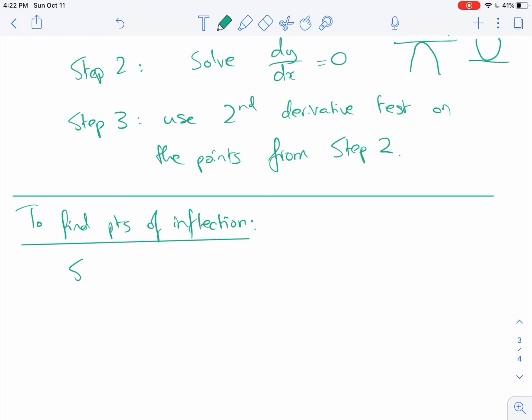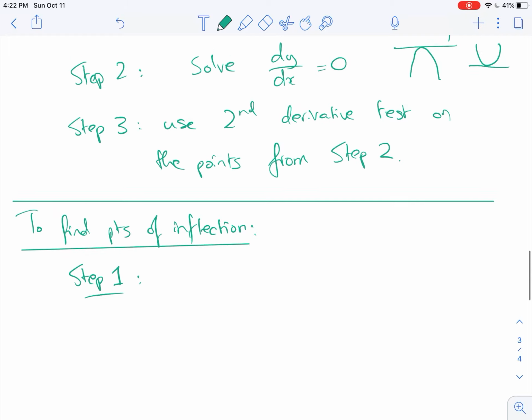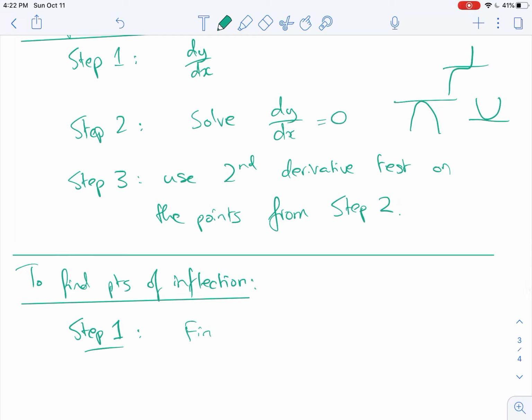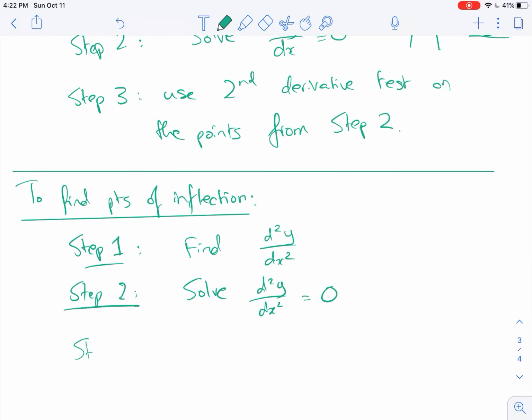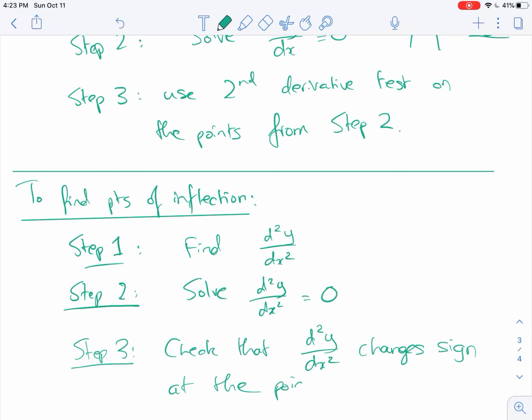And we'll just keep an eye on the steps above as we do this. So step 1, for points of inflection, we want to find the second derivative, d2y dx squared. Step 2 is to solve that equal to 0. And then step 3, which is like the first derivative test, which we didn't use in this problem, is to check that d2y dx squared changes sign at the points you found in step 2.